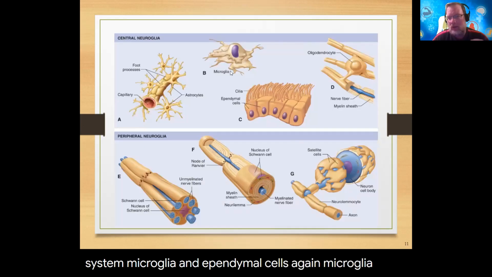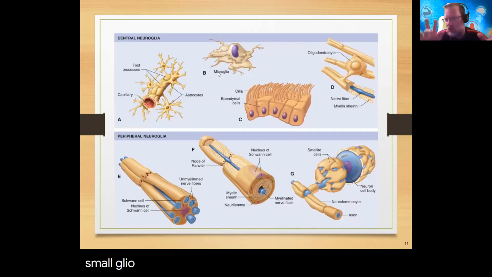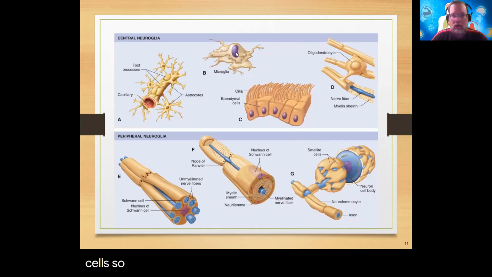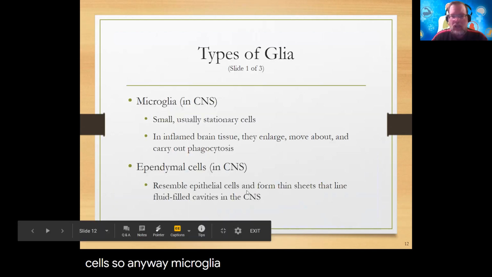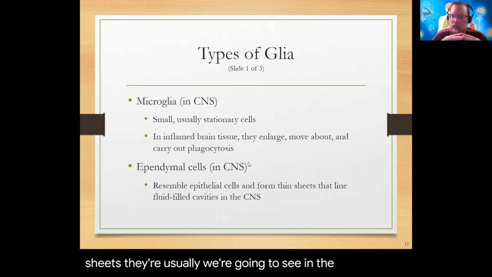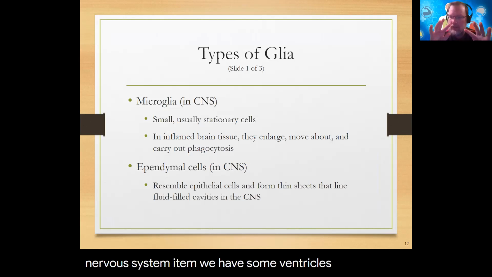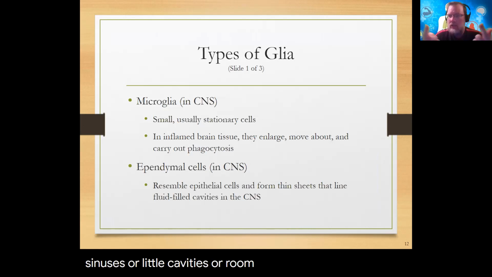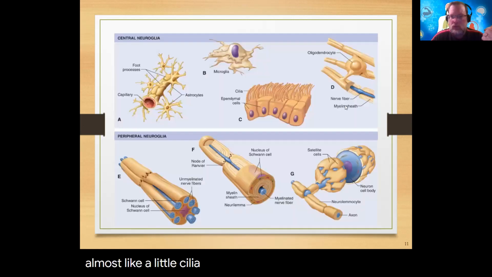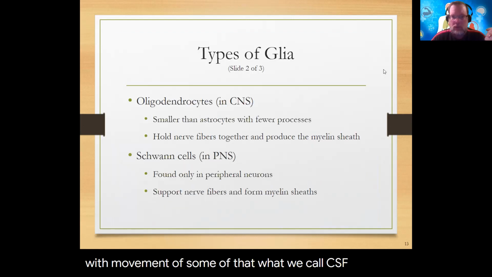We also see a couple other guys up in the central nervous system, microglia and ependymal cells. Microglia are small glial cells, or small glue cells. Ependymal cells resemble sheets. In the central nervous system, we have some ventricles and sinuses, or little cavities or rooms. They're going to be lined with ependymal cells, which might have little cilia that help with movement of what we call CSF, or cerebral spinal fluid.